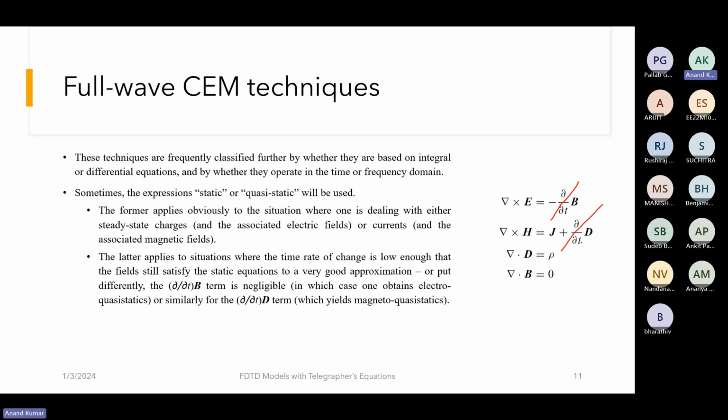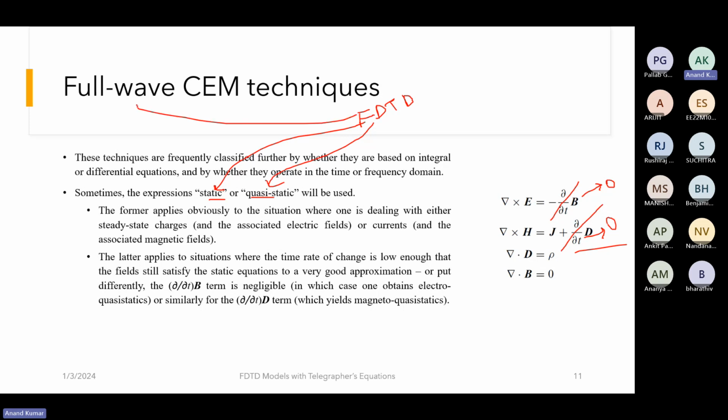And quasi-static is when these steady state charges are slowly moving, or the currents are slowly changing. In those cases, these terms won't exactly be zero, but they'll be tending to zero. So we'll make approximations, and based on that, we'll solve the problem. Those cases qualify as quasi-static. So the FDTD method can be used to solve all these cases. You can solve static cases, quasi-static cases, and full wave cases.